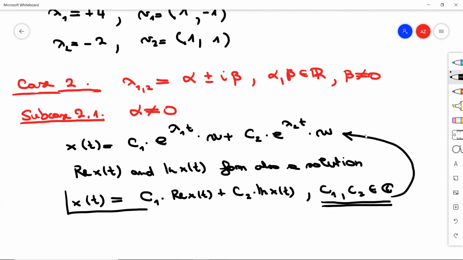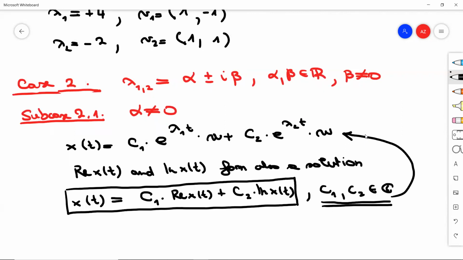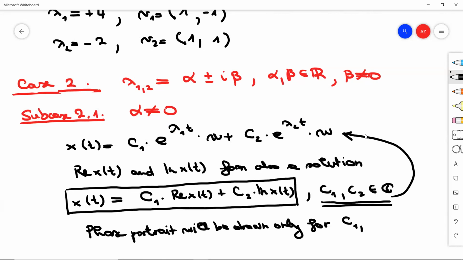So this is really another way of expressing the family of curves which solve our equation. And why would we like to express this in this form? Because we will draw a phase portrait in the real plane. That's why we need the real part of x and the imaginary part of x. And then we will draw the phase portrait only for C1 and C2 being real.